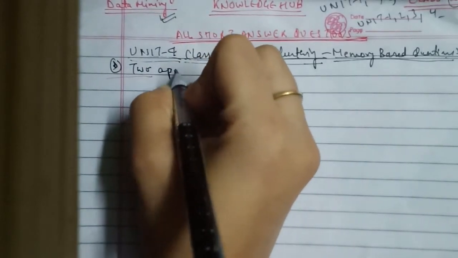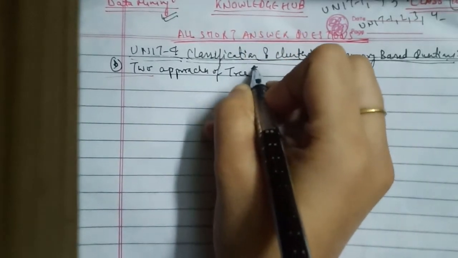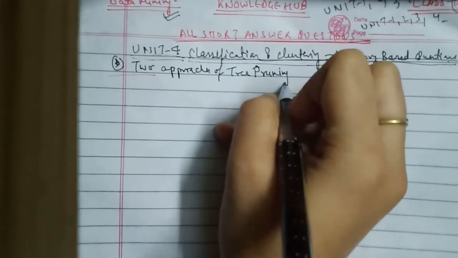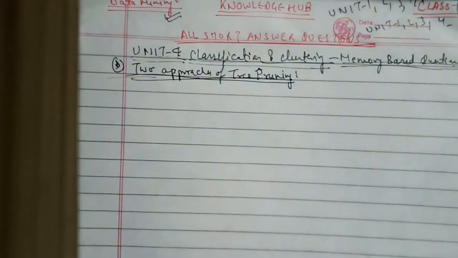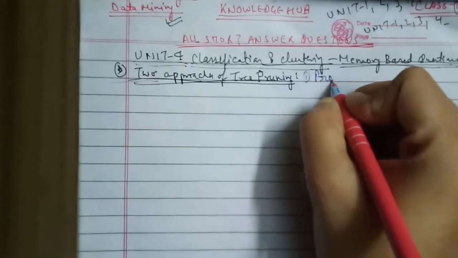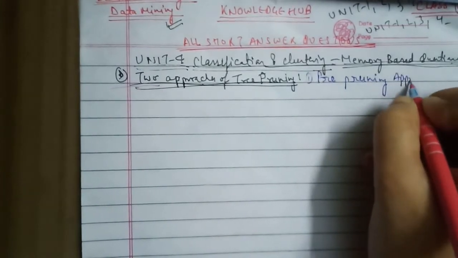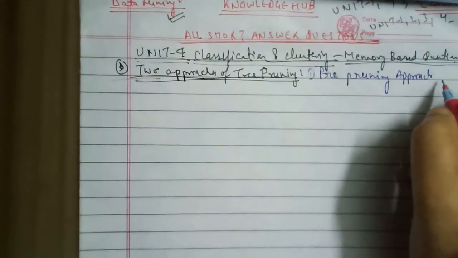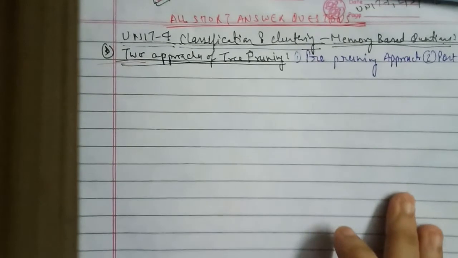2 approaches of tree pruning. So the 2 approaches of tree pruning we have: the first approach is pre-pruning approach, and the second is post-pruning approach. Now we'll go ahead with the details about it, and let's go ahead with that.